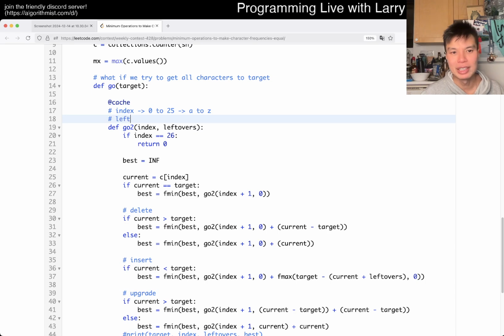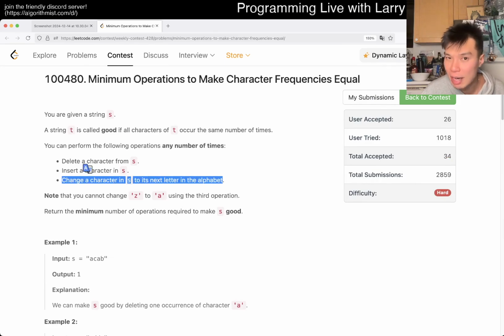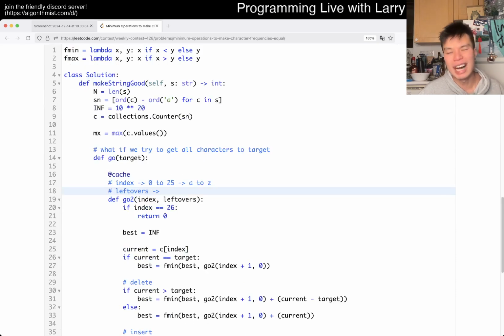And leftovers. The thing I noticed for leftovers is that you can change a character from S to the next character in the alphabet, right? So as a result, I just call them leftovers, so that if you upgrade, then now it's the next index problem, right? So previously upgraded characters, the number of them, only the number matters, right? So you have like 5 B's and you didn't need 3 of the B's, then that's what you would go to.